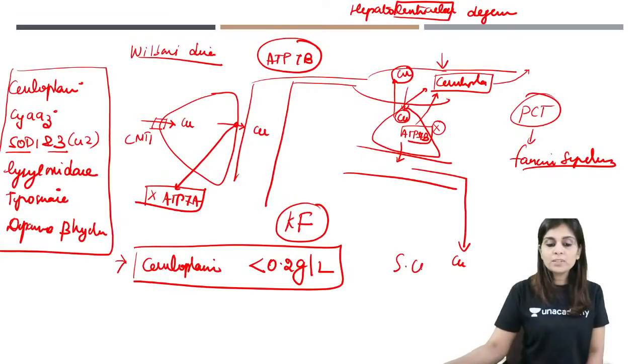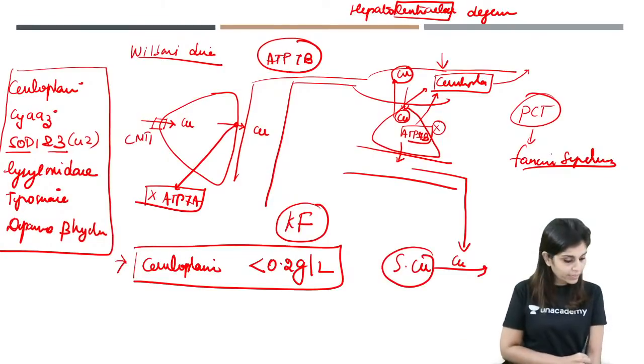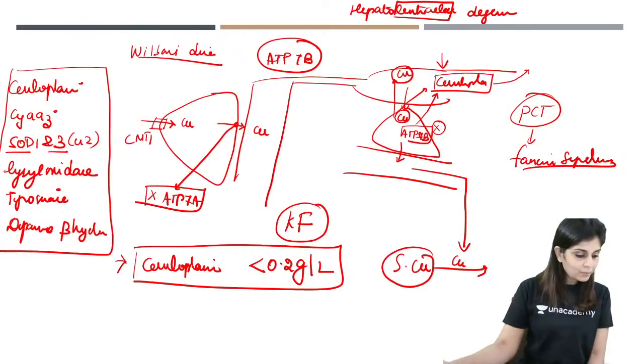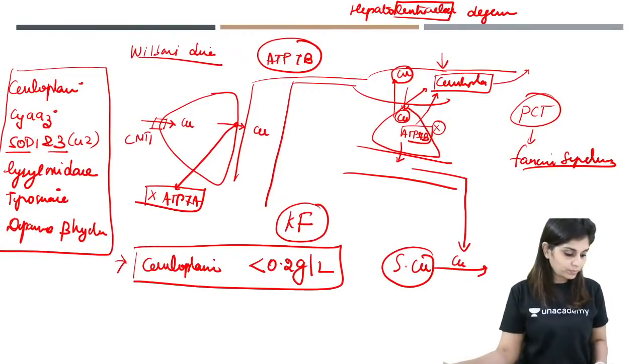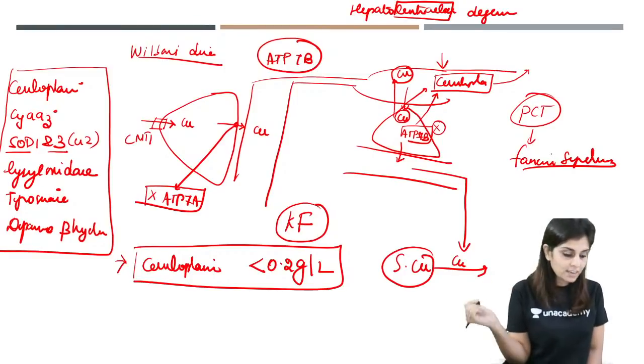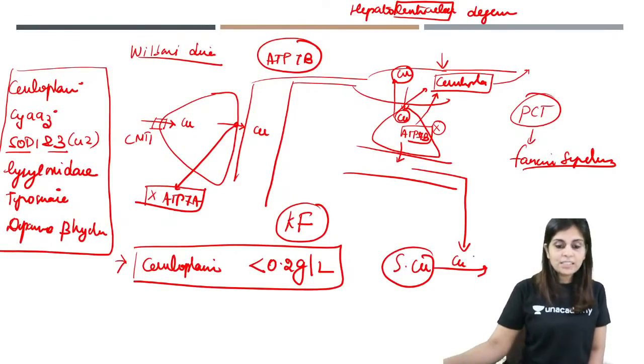And what do you think about serum copper? Do you think serum copper is high or low? Can any one of you type it? Serum copper level, will it be high or low? We know it's a copper excess disorder, right? Copper is deposited in lenticular nucleus, in cornea, in liver, in kidney. But what do you think about it? Very good, Sarah, you're right. So serum copper level is low.